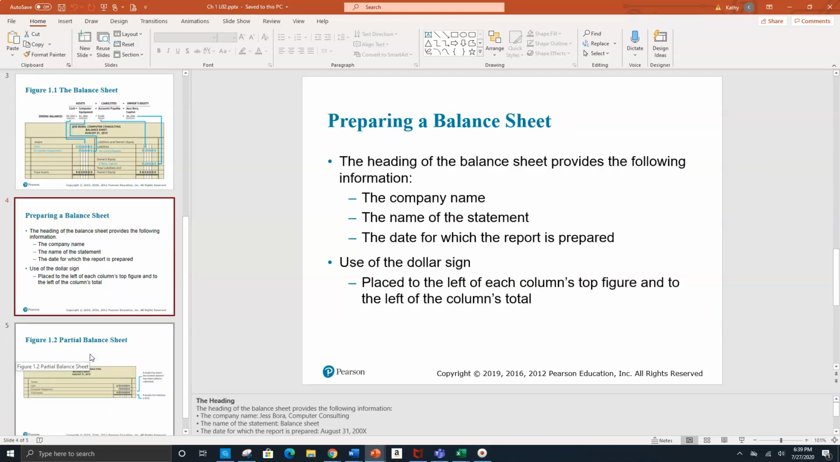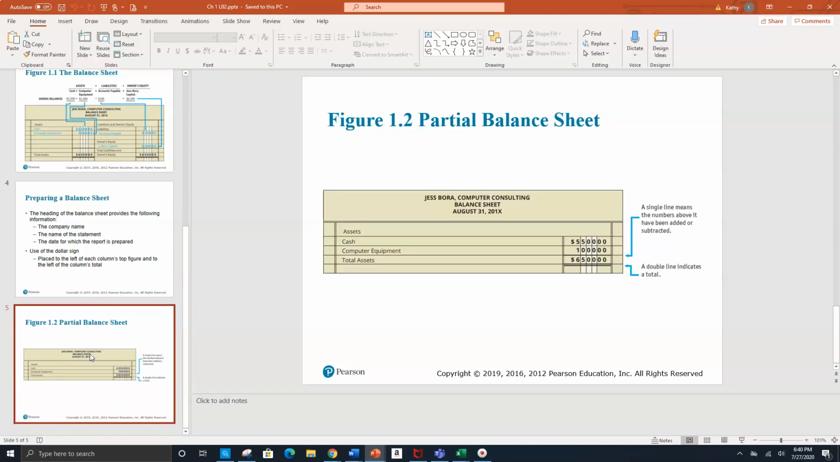Okay, so preparing a balance sheet, this summarizes what I've been saying. The heading of the balance sheet provides the following information: the company name, the name of the statement, and the date for which the report is prepared. Use a dollar sign placed to the left of each column's top figure and to the left of the column's total. A single line indicates that the numbers above it have been added or subtracted. The double line indicates a total. Okay, and that concludes the balance sheet.